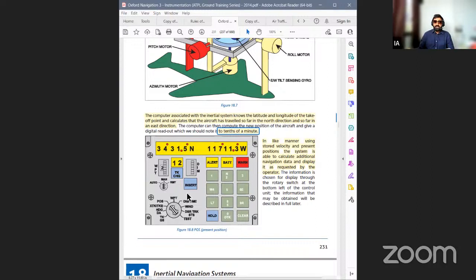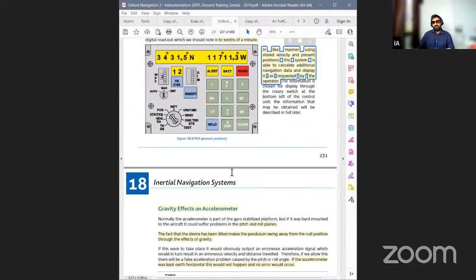Okay. Then we can insert using this button whatever data we feed. A little bit of alert, battery, warning, indicators, track, change. This is a rotary knob to dim or brighten the displays. Waypoints can be selected from here. And here displays of positions are given to you. Okay. So using the velocity and present position, it can solve a lot of things.